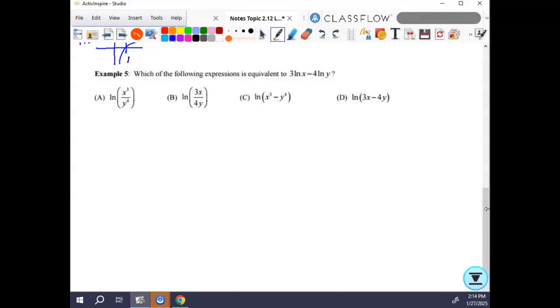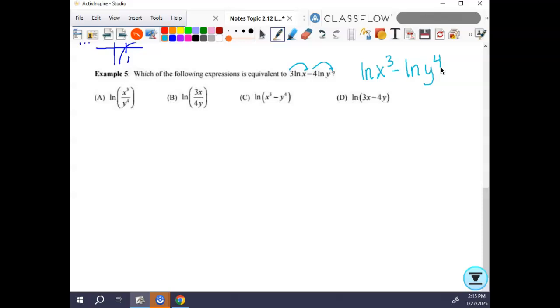What do I have to take care of first? The 3 and the 4, right? So I'm going to get natural log of x cubed minus natural log of y to the 4th. Now, if you like C as an answer, don't raise your hand because you're wrong, okay? But I think C is on there as an answer choice to see if you have any concept of what you're actually doing.